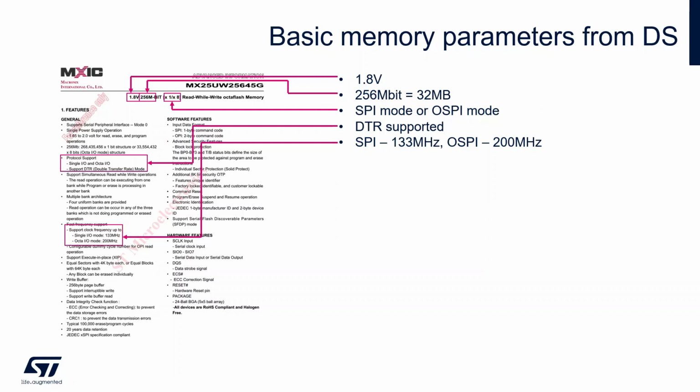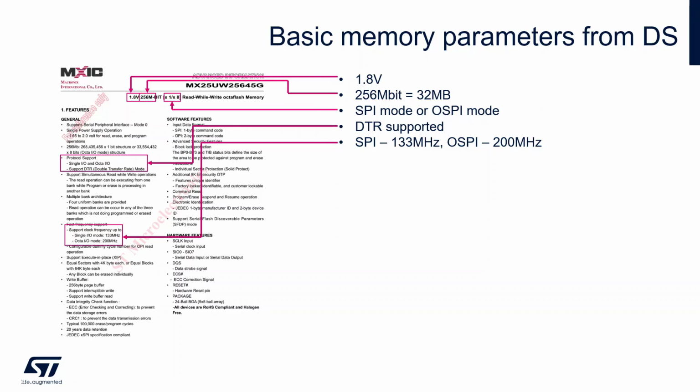Now the memory. We will use the memory which is on the Nucleo board. I have here part of the datasheet of this memory. It's a flash memory. The size is 256 megabits, which is 32 megabytes. It's always running on 1.8 volt, and it supports the normal SPI mode and also the Octo SPI mode. This memory also supports DTR, which is double data rate, so it will send data on the rising and the falling edge.